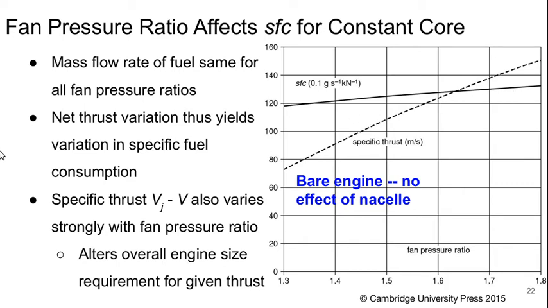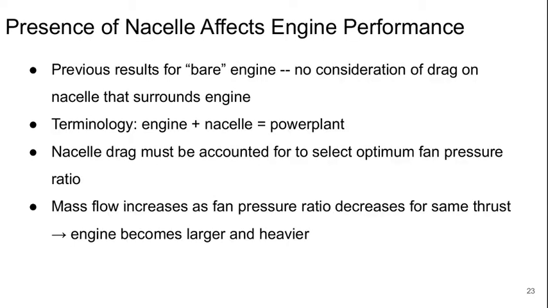So this basically alters our overall engine size requirement for however much overall thrust that we need. Now, the results we looked at so far were for the bare engine, so no consideration of the drag on the nacelle that has to surround the engine. And the terminology here is that when we talk about the engine and the nacelle together, we call that the power plant.